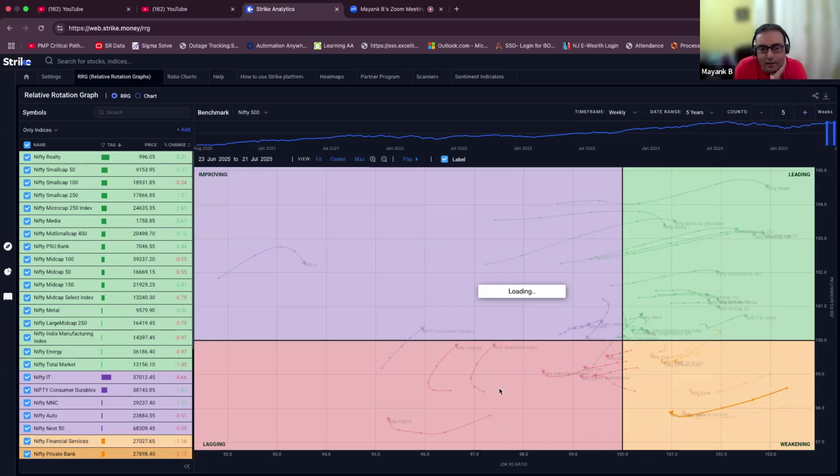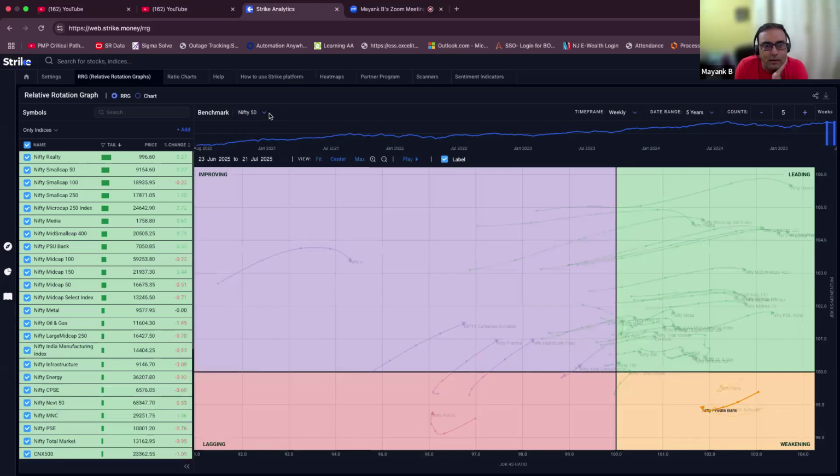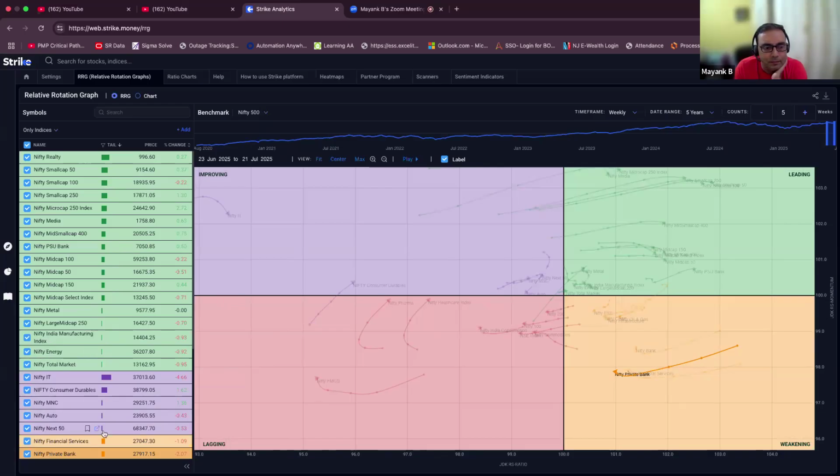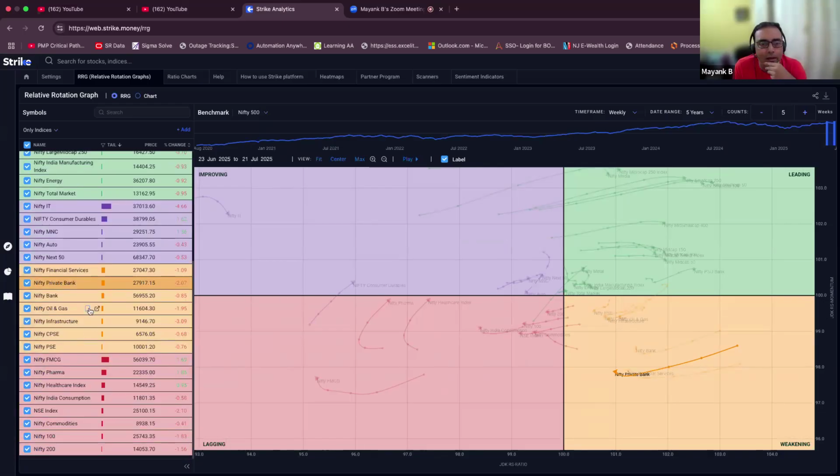Nifty, let the refresh complete, and then we'll see how it goes. So let me just go back and put it this. All right, so Nifty Private Bank is still in the weakening. That means significant reduction in the RS momentum, but the RS is still good. So you can see that the RS is 100, RS momentum has reduced to 97. Nifty Bank and Private Bank, both are almost same. There are no significant difference.